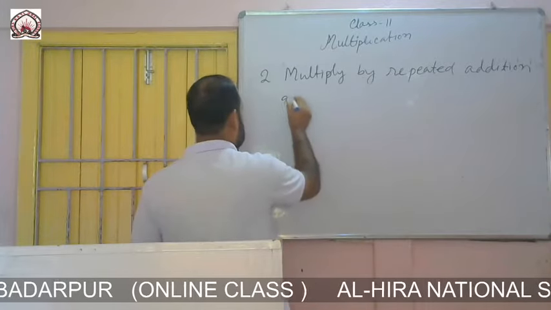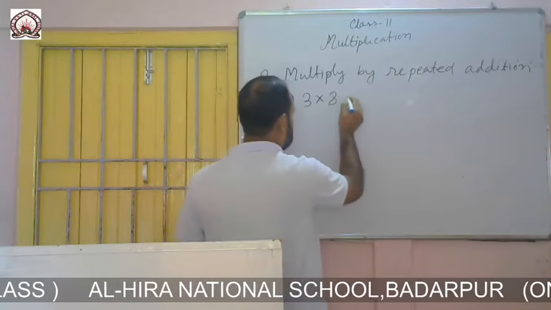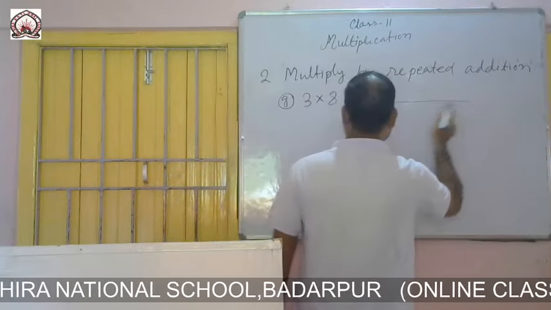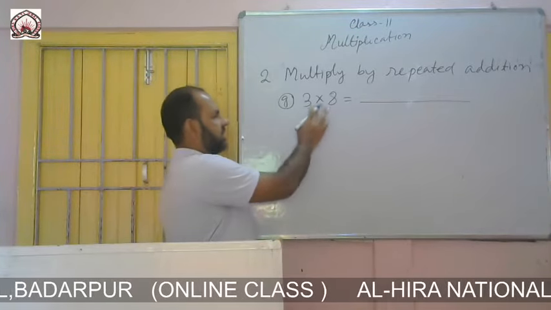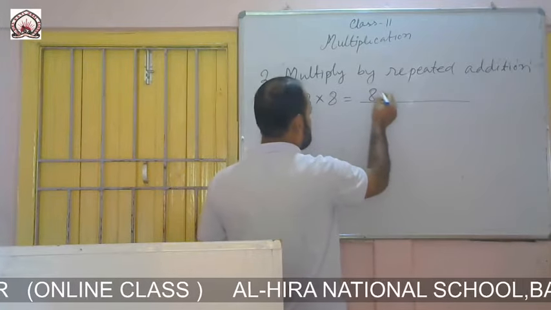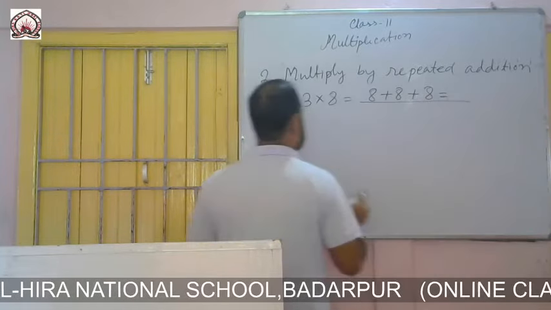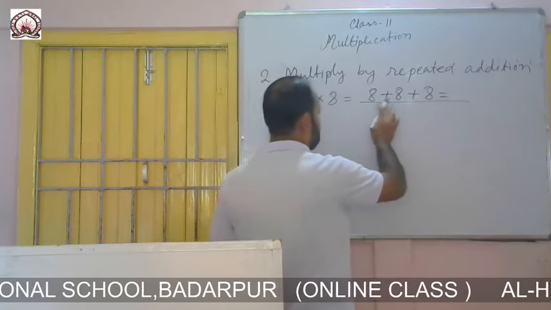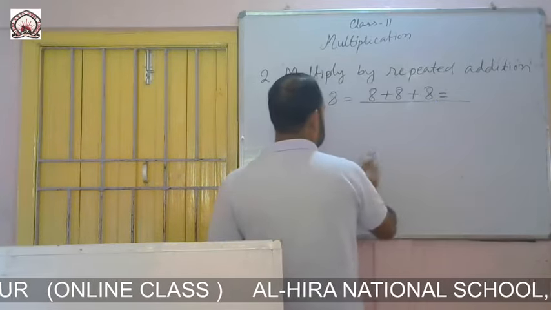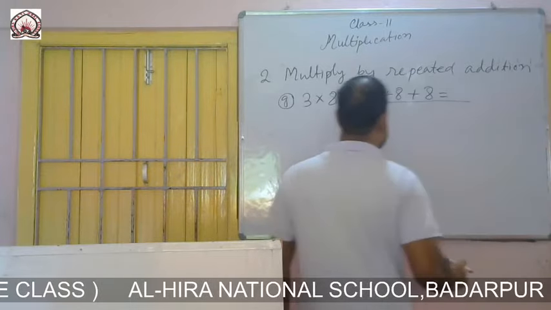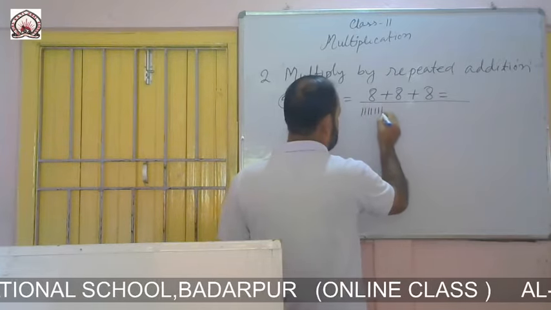Question number G. 3 into 8. So here 8 3 times. 8 plus 8 plus 8. So here 8 plus 8 is 16. 16 plus 8 is equal to 24. If you cannot, you can use a number line. 1 2 3 4 5 6 7 8.